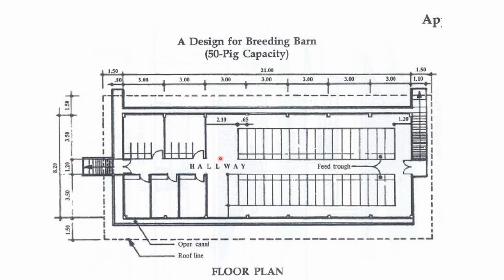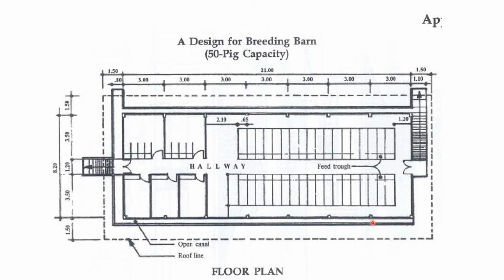So it looks like this. You have here the staircase where you can exit, either here or here. You have the hallway, and at its side are the cages. Here we have the feeding troughs, and here we place our breeders, for a capacity of 50 breeding sows. Then here you can place your boar, and here you can also place other breeding sows. So this is what it looks like.